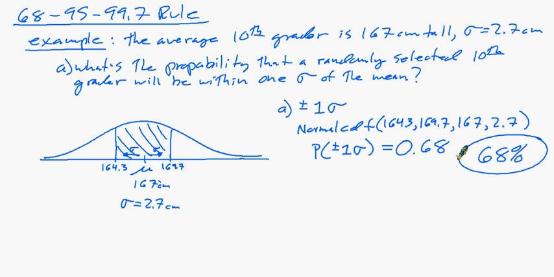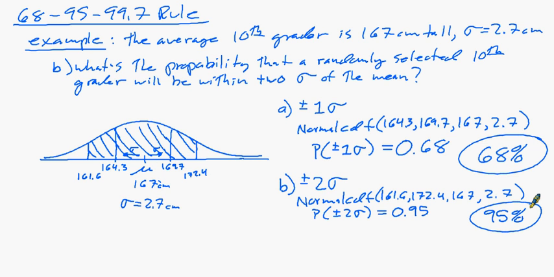That really comes from the normal probability distribution, which means that if data is not normally distributed, it won't necessarily be exactly 68%. The more normal, quote unquote, the data is, the closer it will be to 68%. The next question then would be 2 standard deviations. 2 standard deviations going from 161.6 to 172.4. We're now looking for all of this area. And we get a probability of 95%.